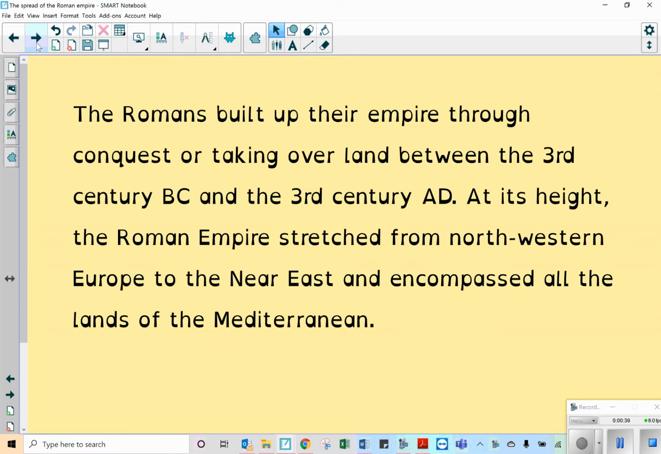The Romans built up their empire through conquest, which is where they fight and take over, just taking over the land. And they did this between the 3rd century BC and the 3rd century AD. At its height, the Roman Empire stretched from northwestern Europe to the Near East and encompassed all the lands of the Mediterranean. That sounds a little bit like gobbledygook at the moment, but we're going to make it so that we understand it, and we're going to have a look at some maps to fully understand the stretch of the empire.